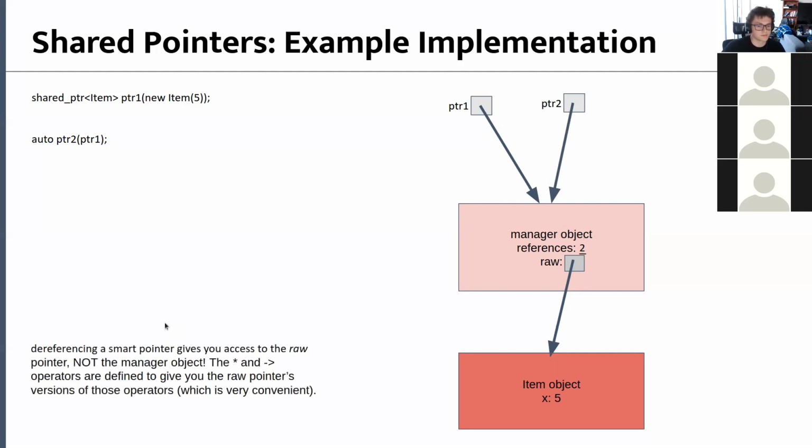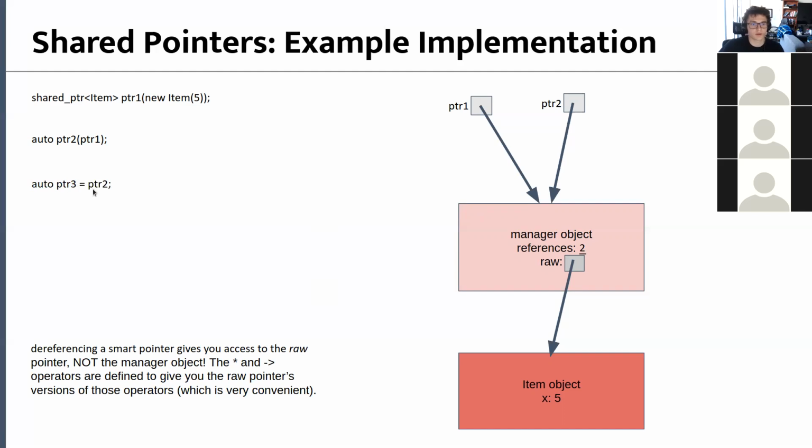And this is a big point here: even though we're pointing to the manager object and we're not actually pointing to the item object, the dereference and arrow operators are defined to give you the raw pointer versions of those operators, which is very convenient. It would be very annoying to do dereference pointer one, arrow raw, instead of just dereference pointer one. So I think that's a huge selling point of using shared pointers.